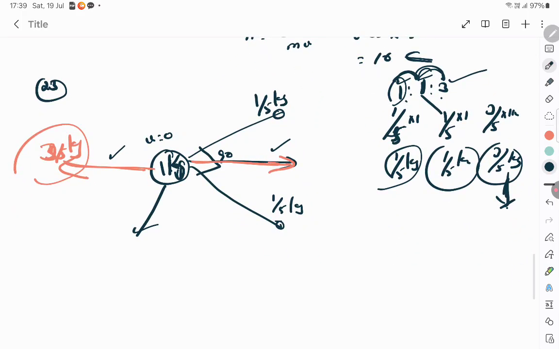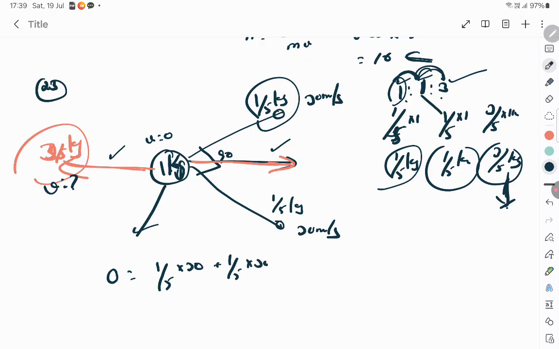So initial momentum is 1 kg mass into its velocity, which is 0, equal to the sum of all the final momenta. The sum of this is 1 by 5 into, they have given the fragment's velocity, a speed of 30 meters per second, and this is also going with a speed of 30 meters per second. This unknown velocity is what they are asking. It's 1 by 5 into 30 plus 1 by 5 into 30, but in fact you need the resultant of these two. It's like this portion, the resultant you need.